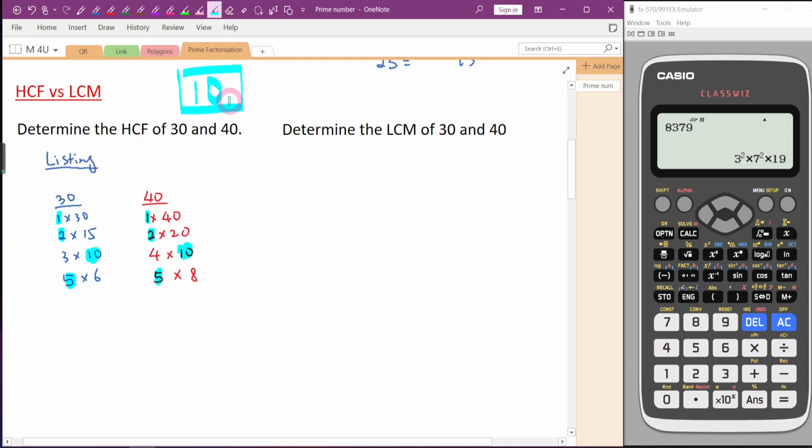So let me show you repeated division. We normally like to use repeated division. It's quite handy, easier for us to get the highest common factors. Repeated division.